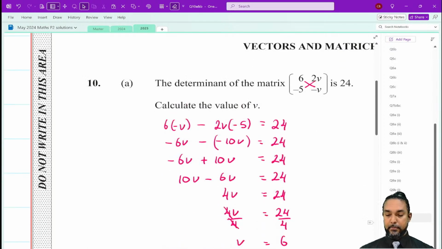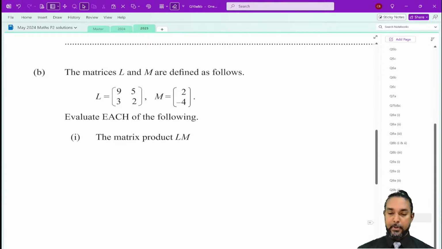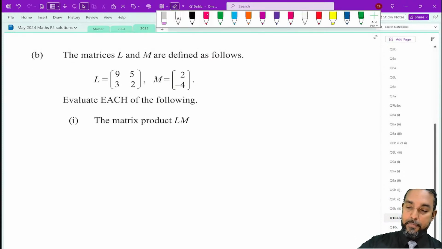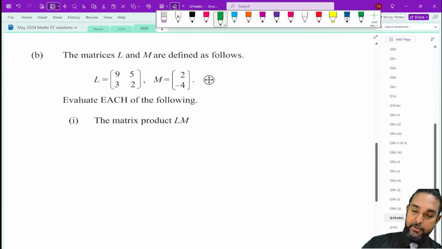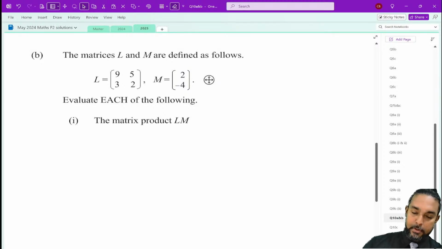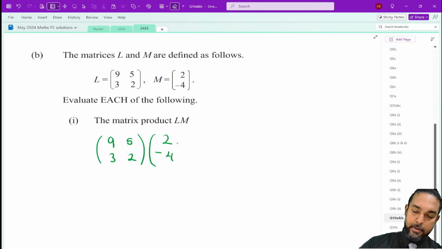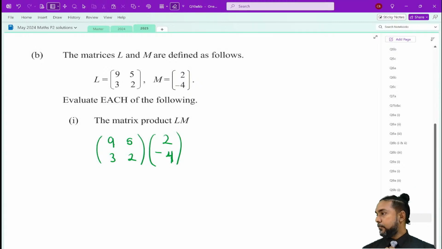Okay, so let's go first. I'll give you a couple of minutes to sort out the matrix product, but I'll just write out the question in the meantime. So we have 9, 5, 3, 2, then by 2, minus 4.